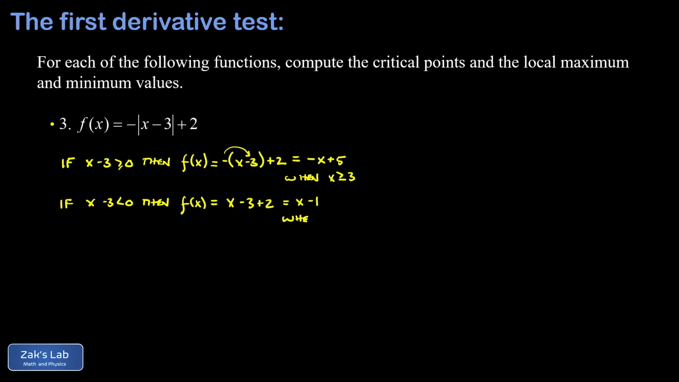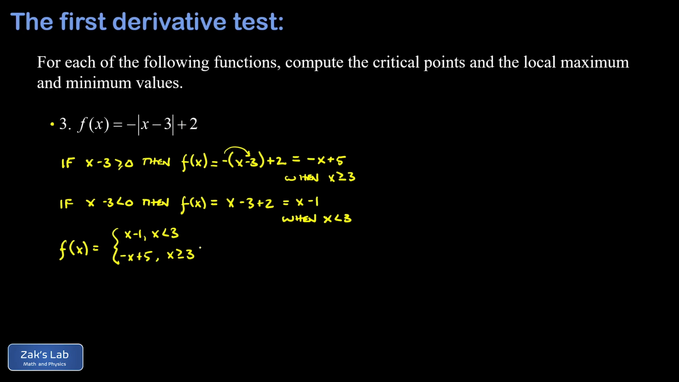And this is going to occur when x is less than 3. So writing f as a piecewise defined function, I have the formula x minus 1 when x is less than 3, the formula negative x plus 5 when x is greater than or equal to 3. And now we can look for a point where the derivative is not defined.